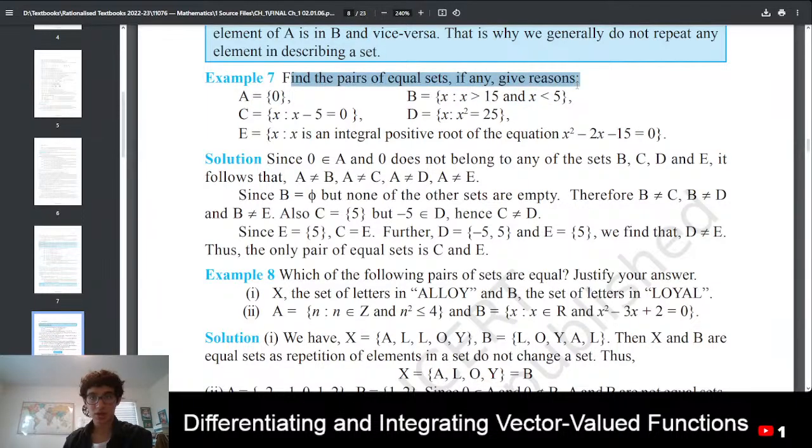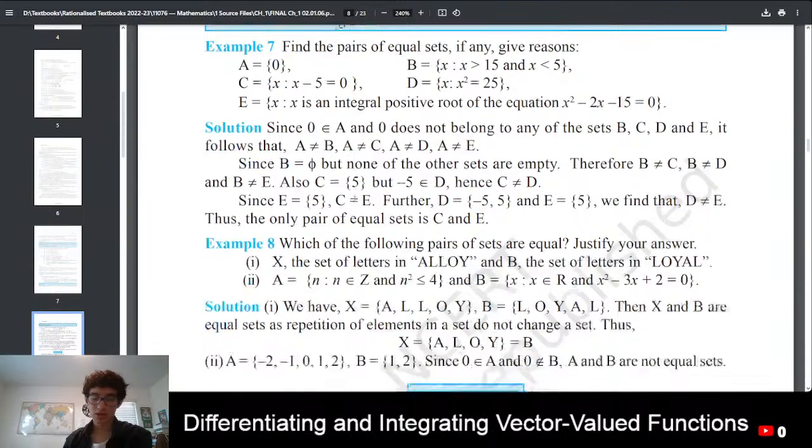Find the pairs of equal sets, if any, and give reasons. So this has nothing in it. This has 0 in it. That is something, right? So this is not the empty set. What about this? Here x is equal to 5. There's nothing in this. This is the null set. This would have the roots 5 and -3. So this would match with this one. So C and E. Yeah, that's it.